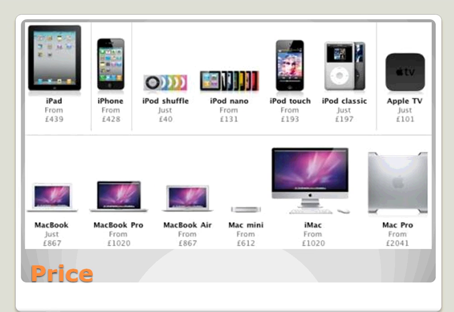The price. Apple products range in prices, from as low as $40 with the iPod Shuffle, all the way up to $2,041 with the Mac Pro. Now these are listed in pounds, you'll notice. Unfortunately, that's the only visual I could find, but it's roughly the same as far as prices.